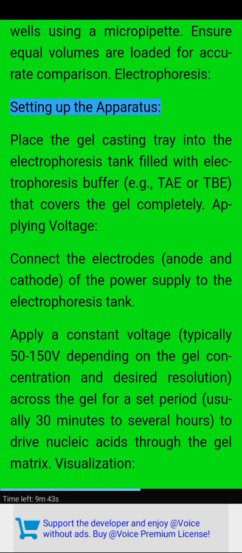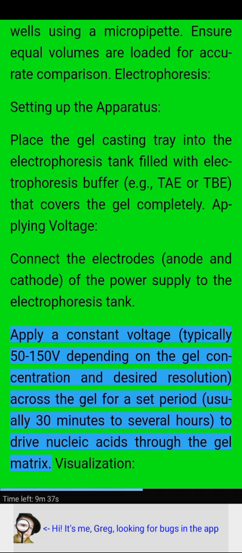Electrophoresis. Setting up the apparatus. Place the gel casting tray into the electrophoresis tank filled with electrophoresis buffer, e.g., TAE or TBE, that covers the gel completely. Applying voltage. Connect the electrodes, anode and cathode, of the power supply to the electrophoresis tank. Apply a constant voltage, typically 50 to 150 V depending on the gel concentration and desired resolution, across the gel for a set period, usually 30 minutes to several hours, to drive nucleic acids through the gel matrix.